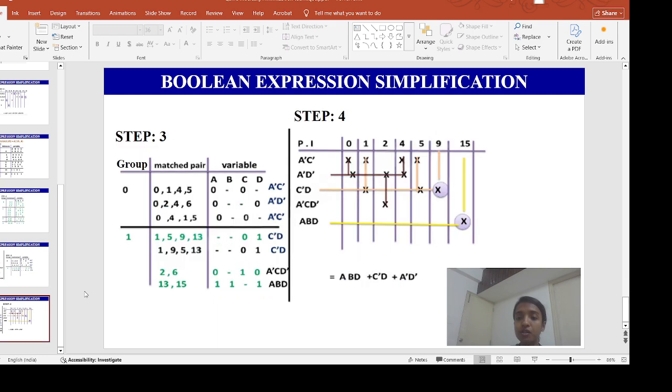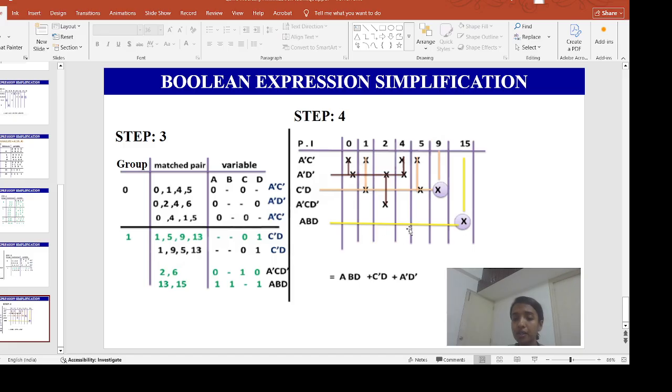So likewise, A bar C bar means this 0, 1, 4, 5. We have to write the expression. 0, 2, 4, 6. We have to write the expression. Then we have to identify the columns that are having only a single cross and we have to circle them.